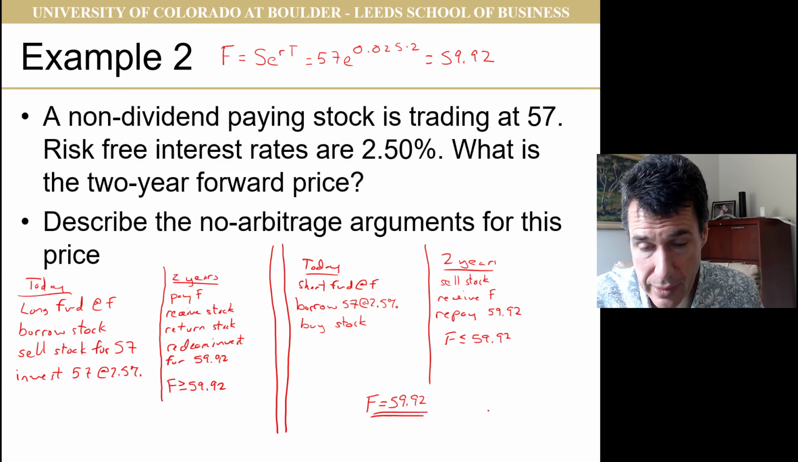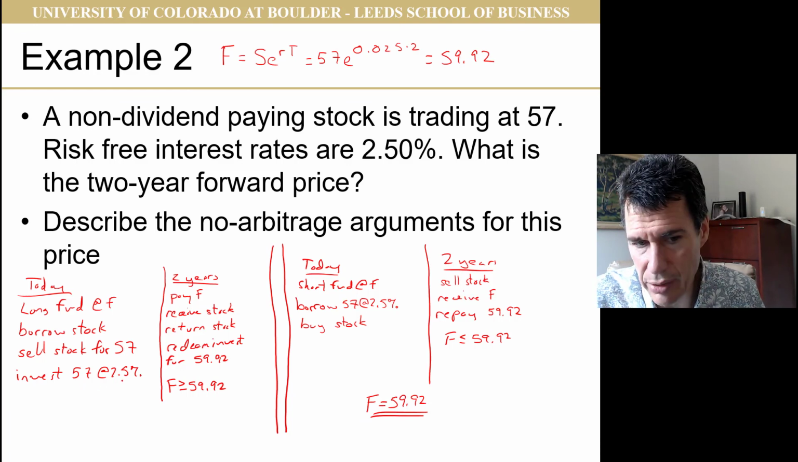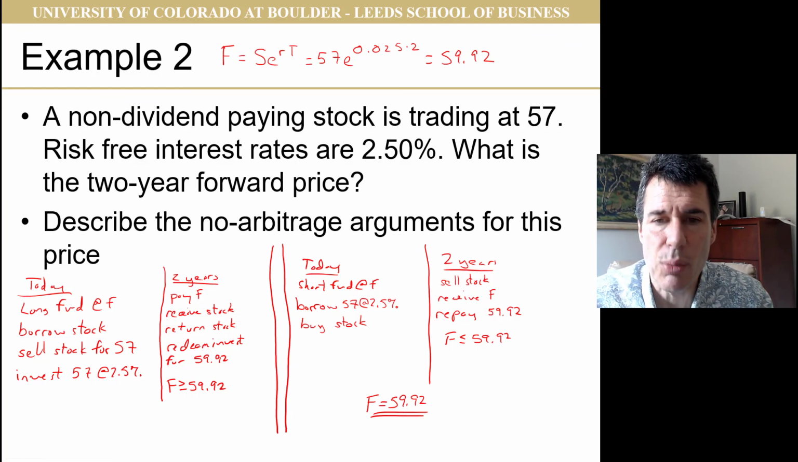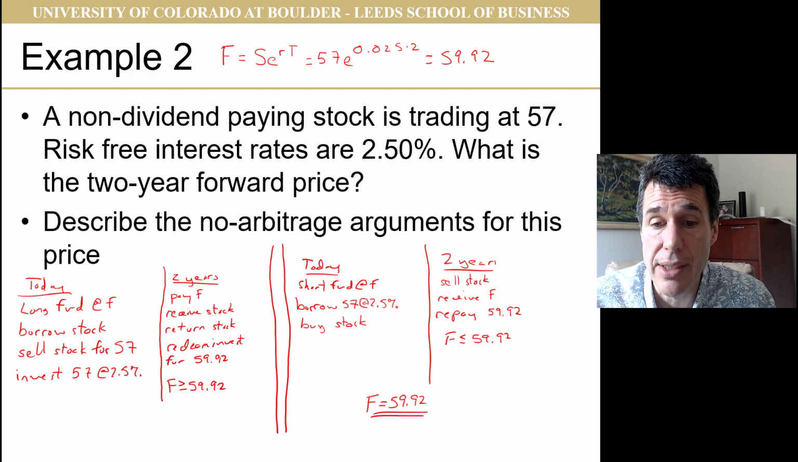$59.92. And if you think about these arguments a little bit, what you'll see is that in the argument on the left, we invested $57 at 2.5%, and on the right, we borrowed $57 at 2.5%. Really, in this particular example, the difference between buying something now and buying something in the future is the cost of risk-free borrowing.